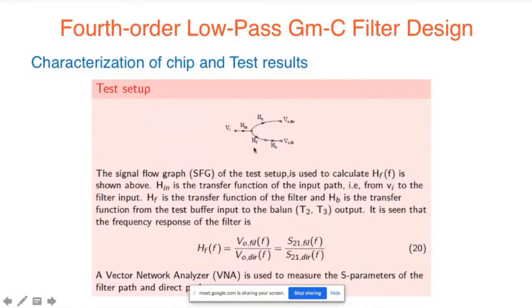So we have used a vector network analyzer to calculate the transfer function, and S parameters are analyzed at the two outputs. One is the direct path, another is the filter path. From the direct path, you get the transfer function, and then the filter path, if you divide, then you will get the filter transfer function. So you measure the S parameters of the filter path and the direct path.